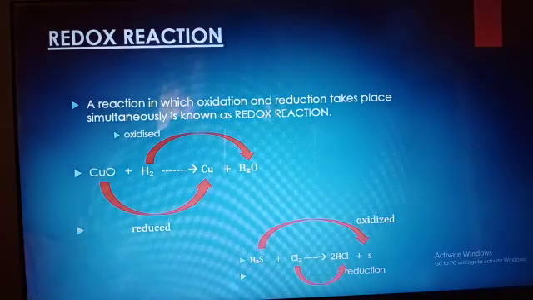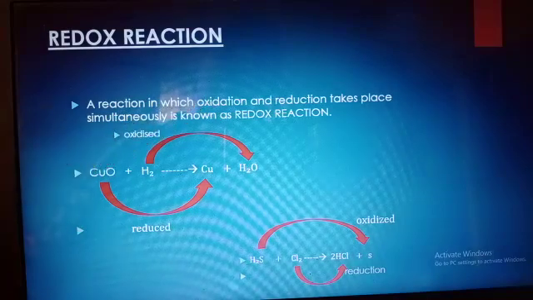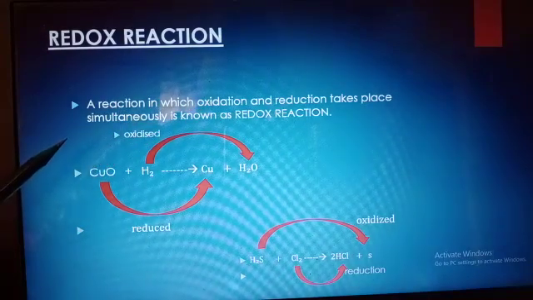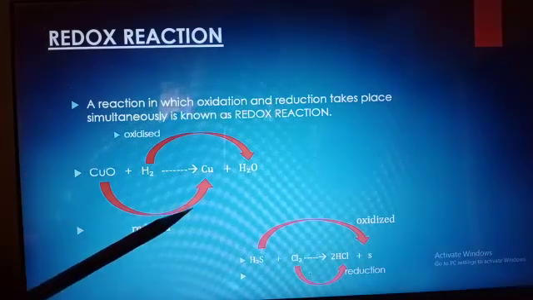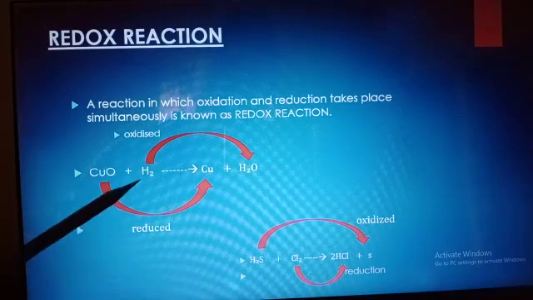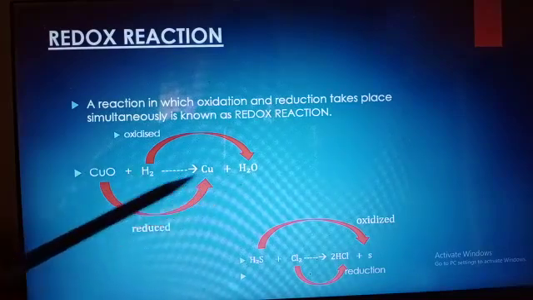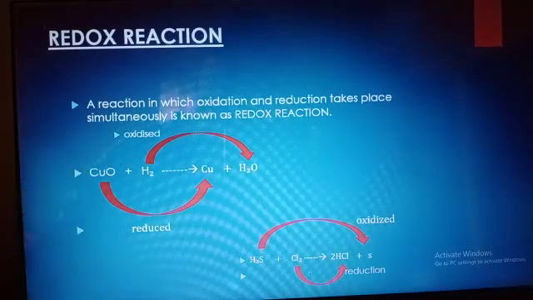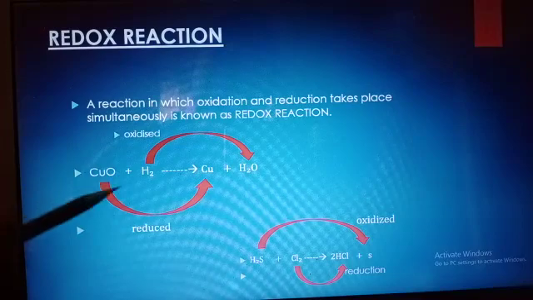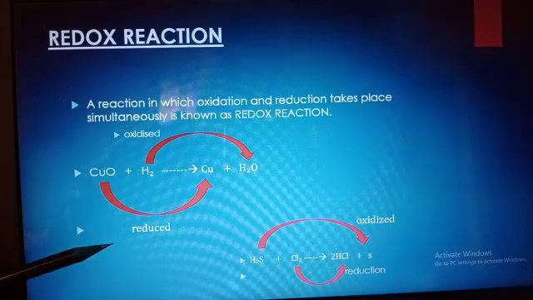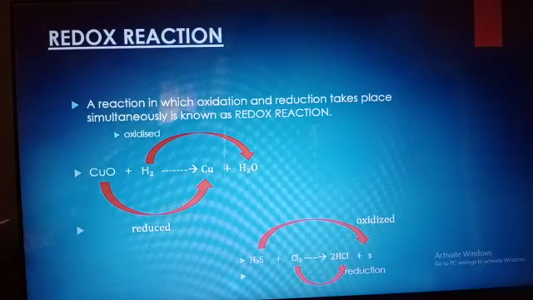Now let us see how redox reactions take place. This is a reaction in which oxidation as well as reduction takes place simultaneously. That is why it is called a redox reaction. As you see, copper oxide is reduced because it has lost oxygen, whereas hydrogen has gained oxygen. That is why this is called oxidation, and this is reduction, which is taking place simultaneously. This is why it is called a redox reaction.